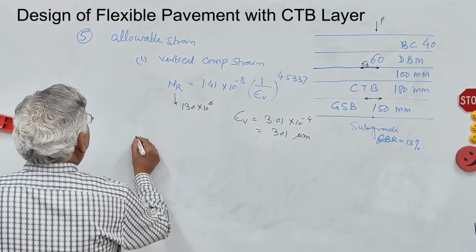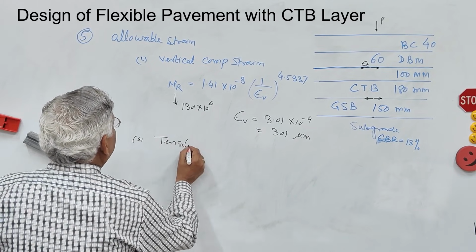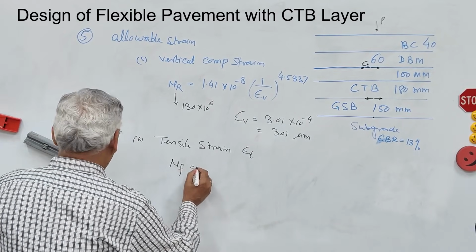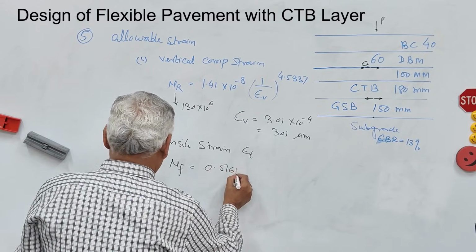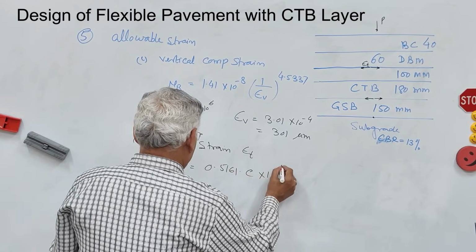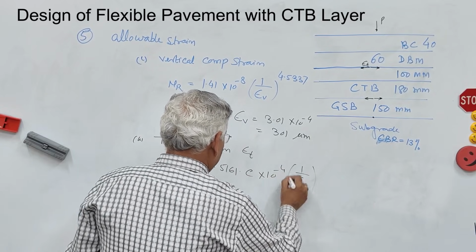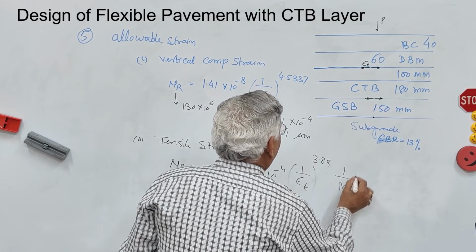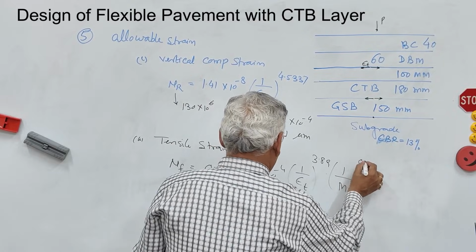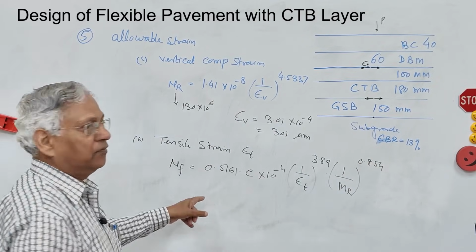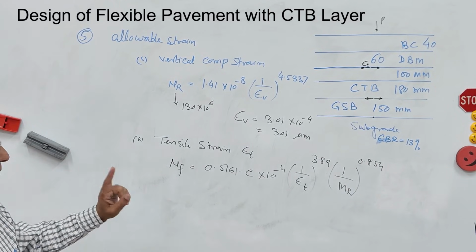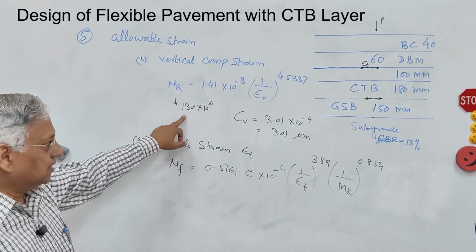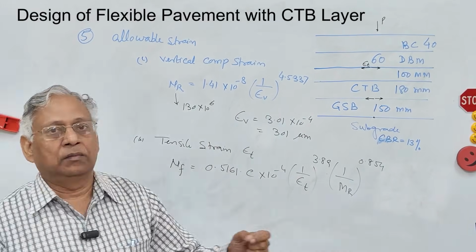Second, the tensile strain at the bottom of bituminous layer here. And the equation for this, NF is 0.5161 into C into 10 to the power minus 4, into (1 upon epsilon T) power 3.89 into (1 upon MR for bituminous layer) power 0.854. This is the equation I have taken from IRC 37 for 90% reliability. This is what we are trying to find out. NF again is 130 MSA.